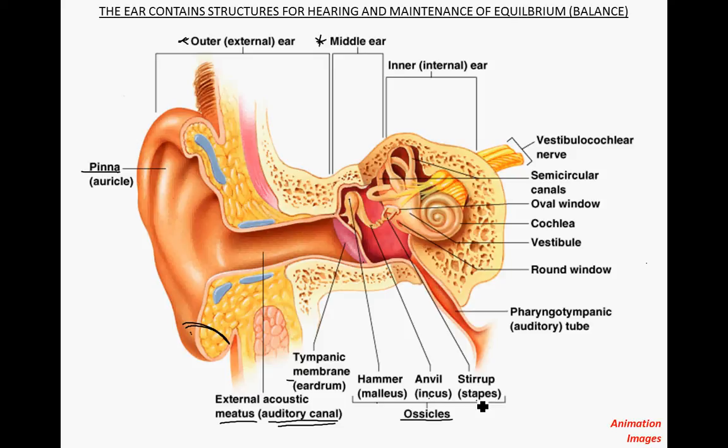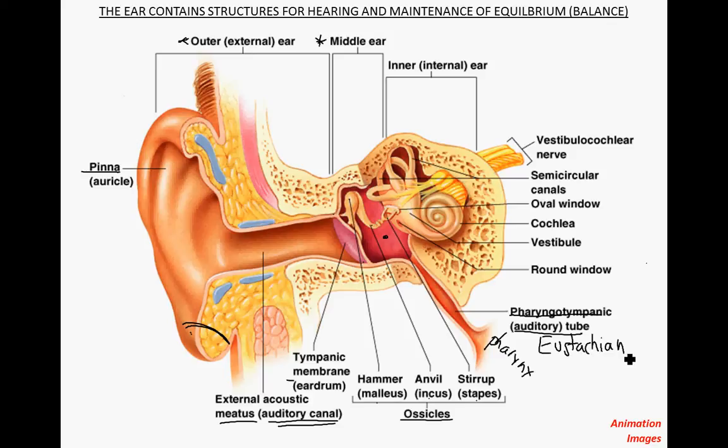The middle ear, this area right here in red, is open air, and it is open to the back of the throat or the pharynx, which would be down here, by the pharyngotympanic or auditory tube. Now, don't confuse this auditory tube with the auditory canal. This auditory tube is also sometimes referred to as the Eustachian tube.